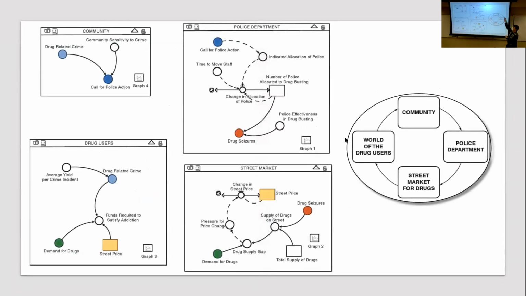So for example, we can break up a complicated model into 4 separate sectors, where each sector looks like a simple model, but because they share variables, like drug seizures shows up here, drug seizures also shows up down here. So this is actually a much more complicated web, but we've been able to break it up into 4 small sectors. This is what Moorcroft calls the sector map.